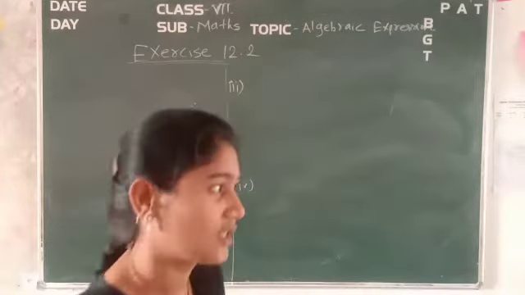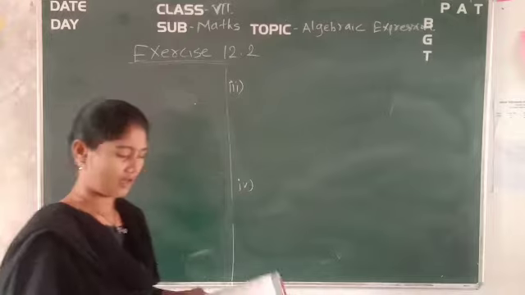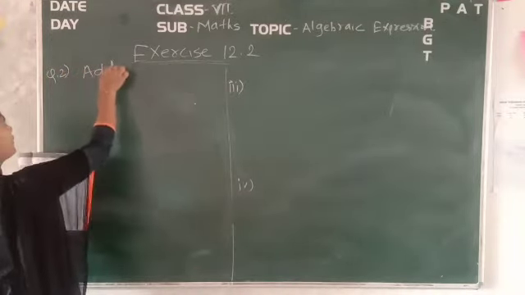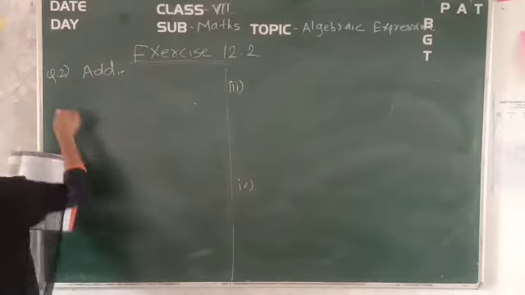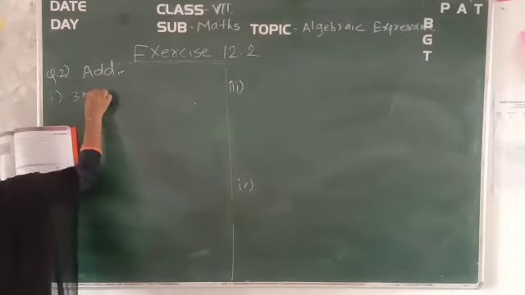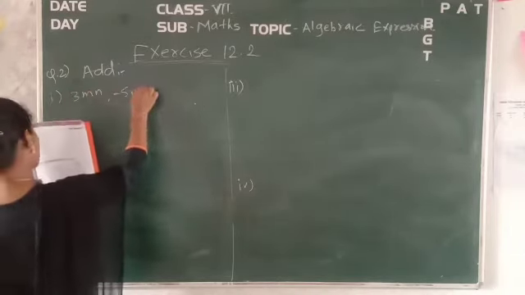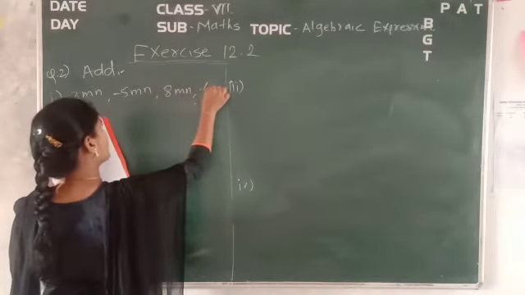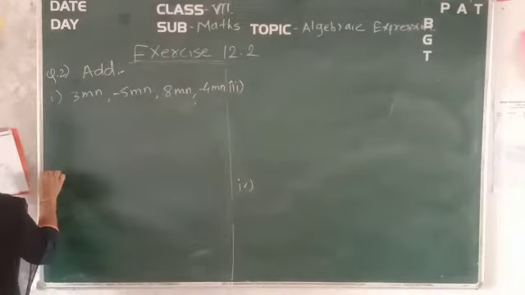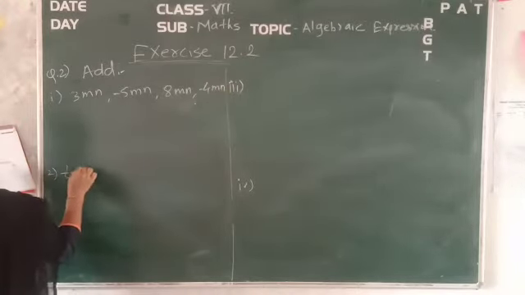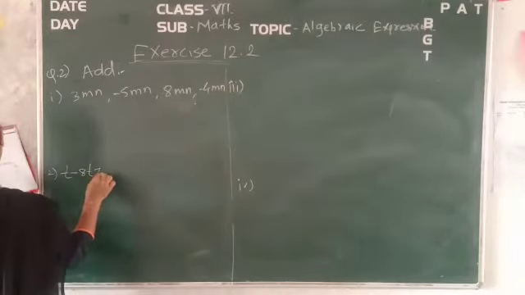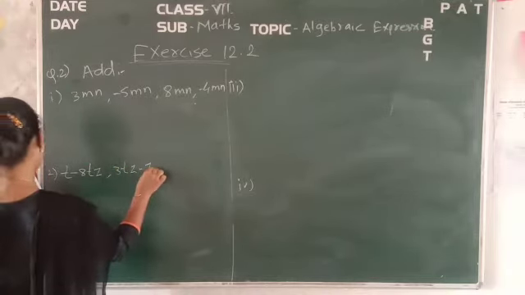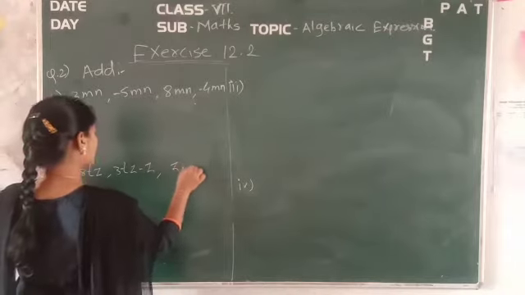Now see, we will turn to the next question. Write down. Question number 2, this is related to addition. Okay. So in that we have to add these. First question goes like: add 3mn, minus 5mn, 8mn, minus 4mn. Okay. The second question is like 8t minus 8tz, okay, 3tz minus z, okay, z minus t.